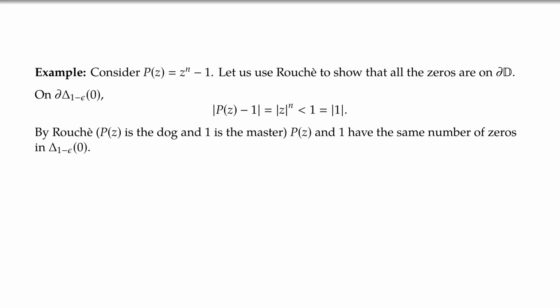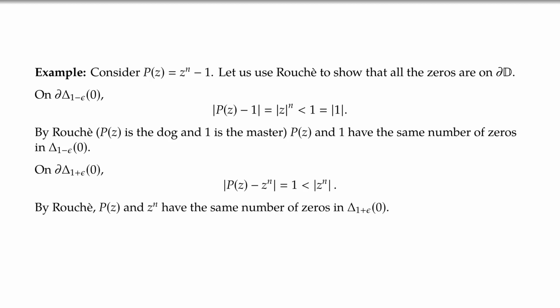So we have that the polynomial p and the constant function 1 have the same number of zeros in this disk of radius 1 minus epsilon, which means there are no zeros there, right? There are no zeros in a disk of arbitrary size for any epsilon, so all the way up to 1. There are no zeros there.